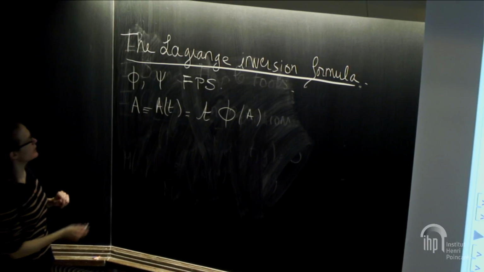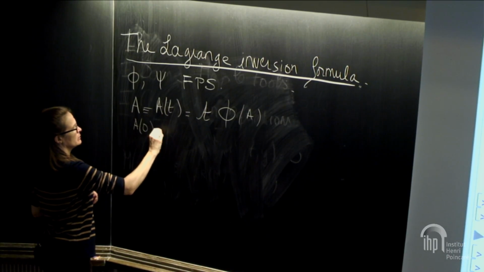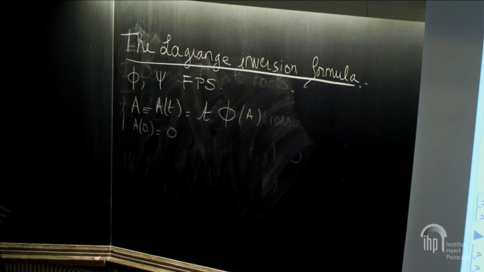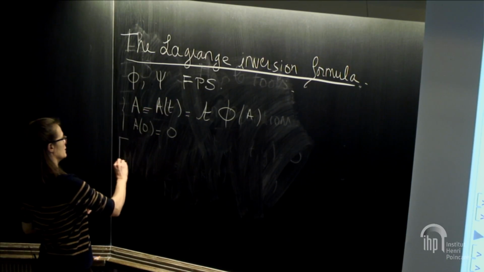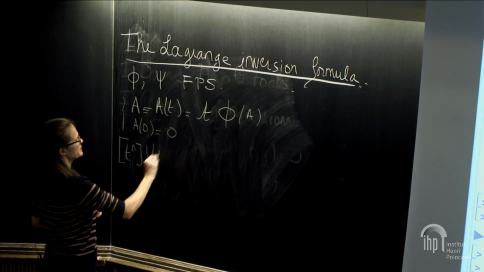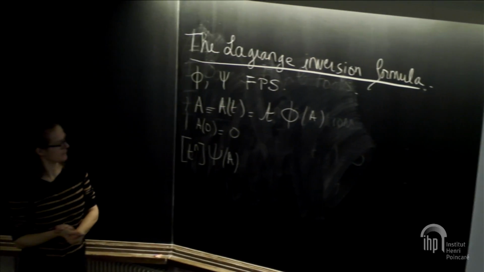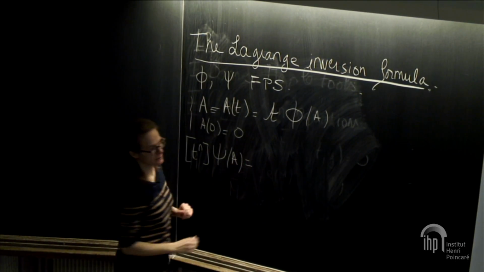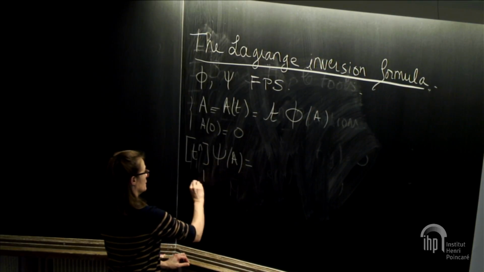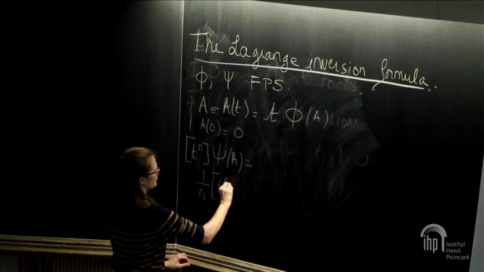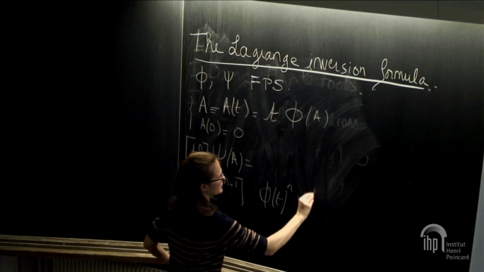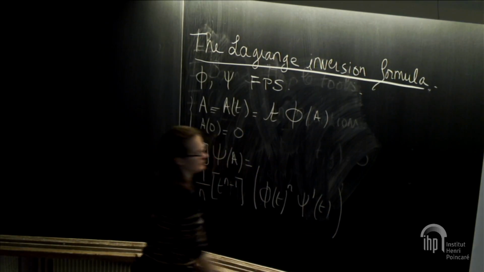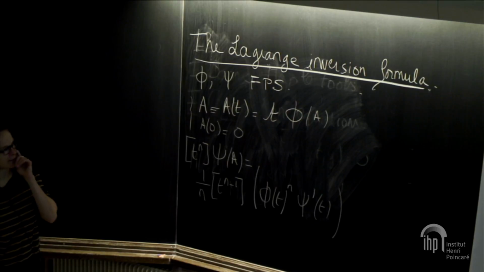So in general, this doesn't suffice. You need also to say that A has no constant term. And we'll see here examples of this type. And you are interested in the coefficient of t to the n in psi of A. Then, maybe I should write below, this is 1 over n times the coefficient of t to the n minus 1 in phi of t to the n times the derivative of psi. So we'll see how to apply this.